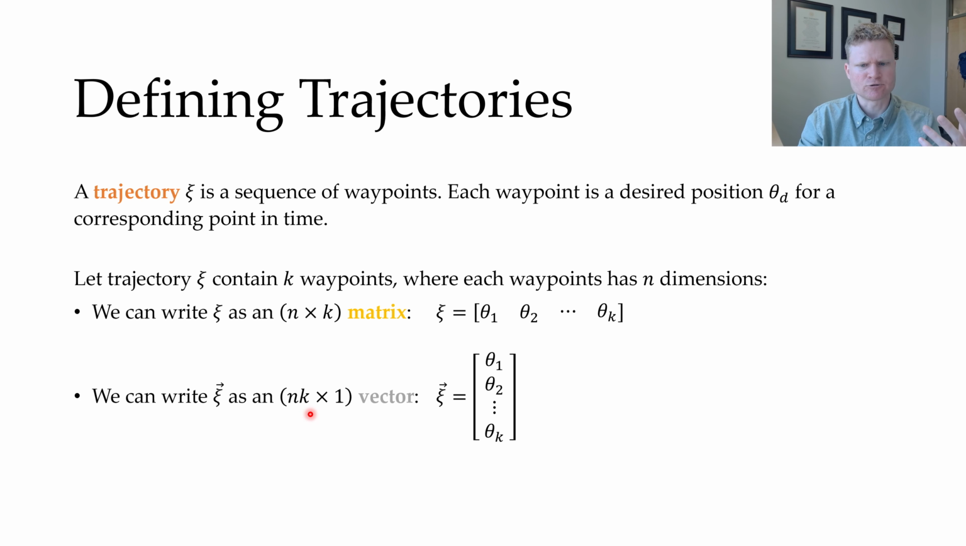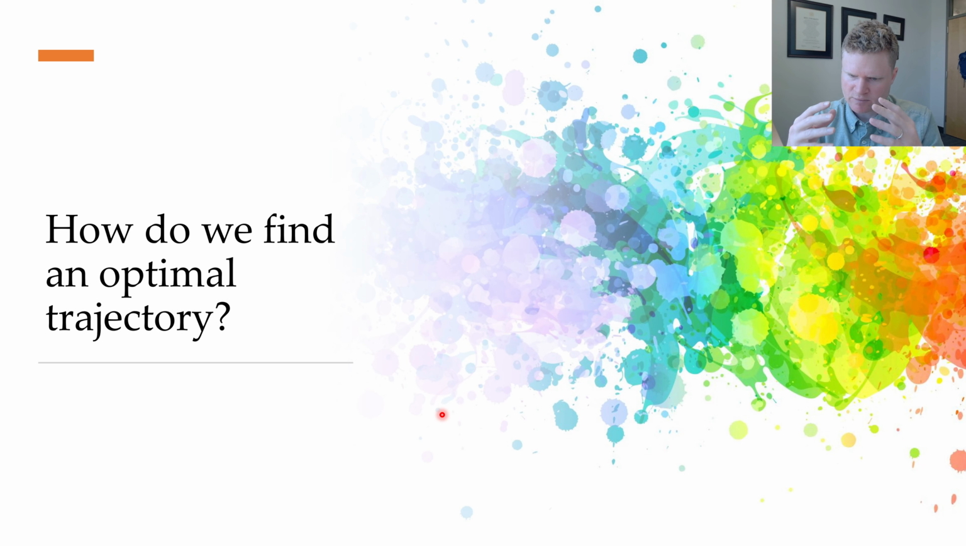Okay, so I've got a trajectory. I can write it as a matrix xi or as a vector xi with a little arrow at the top. So I know in motion planning, I'm looking for one of these trajectories that moves me from the start to the goal and satisfies my objectives. For example, maybe it's the shortest path or the most efficient path from the start to the goal. So how do I go about finding these optimal trajectories for my robot to track?